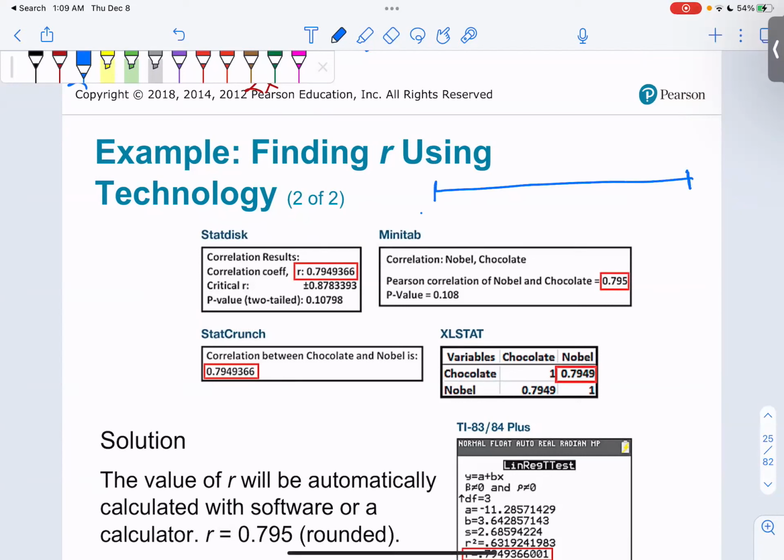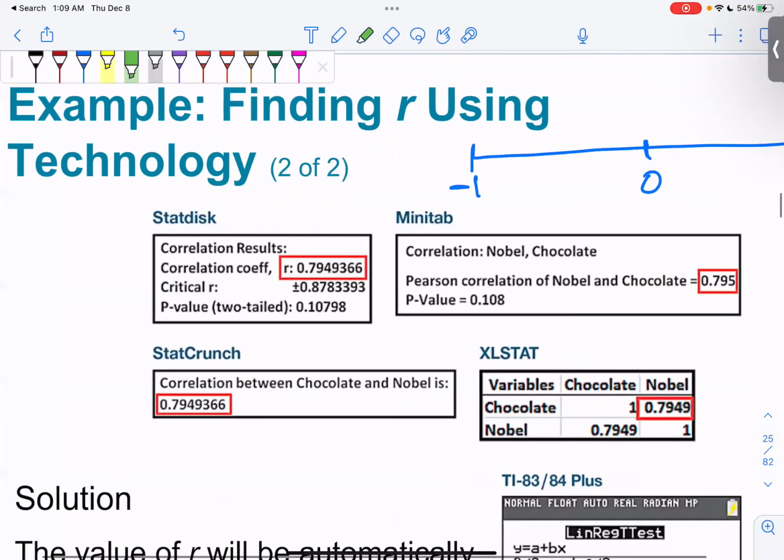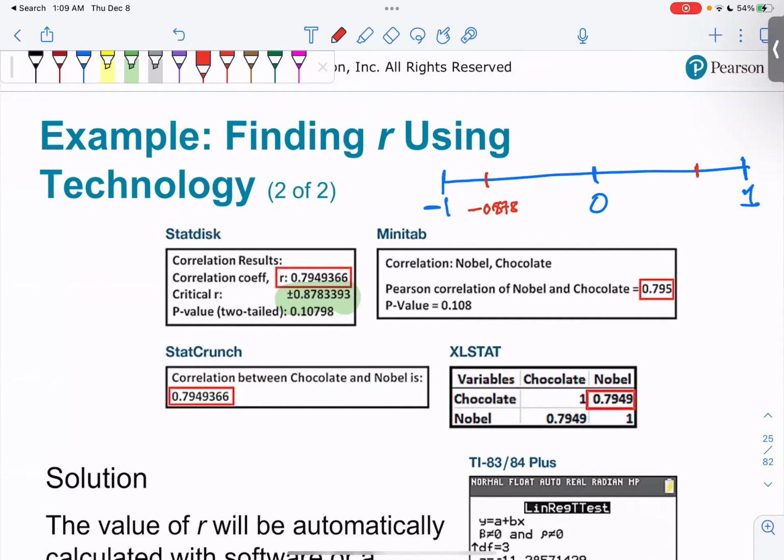So we did say this is -1, and this is 1, and here 0. And then look at the critical values here. The critical values are -0.878, and the same here, it will be positive 0.878. So now any value of correlation here, we say yes, we have a linear correlation between those two variables.